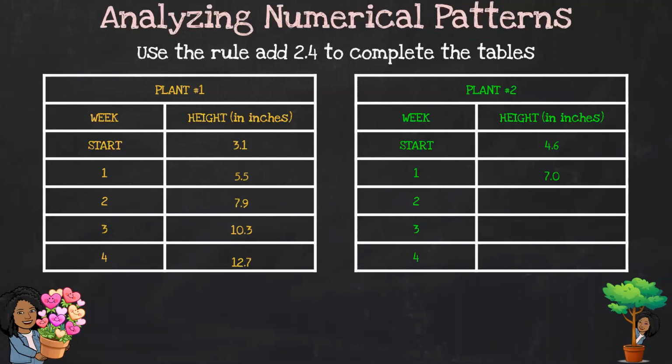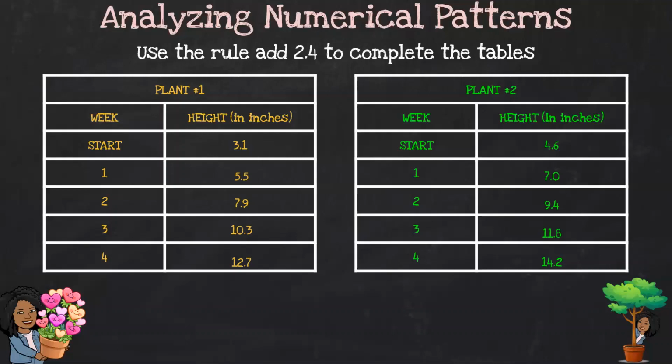At the end of week number 2, after we add 2 4/10 inches to 7 inches, we'll have 9 4/10 inches. At the end of week number 3, plant number 2 would be 11 8/10 inches. And finally, at the end of week number 4, plant number 2 would be 14 2/10 inches.